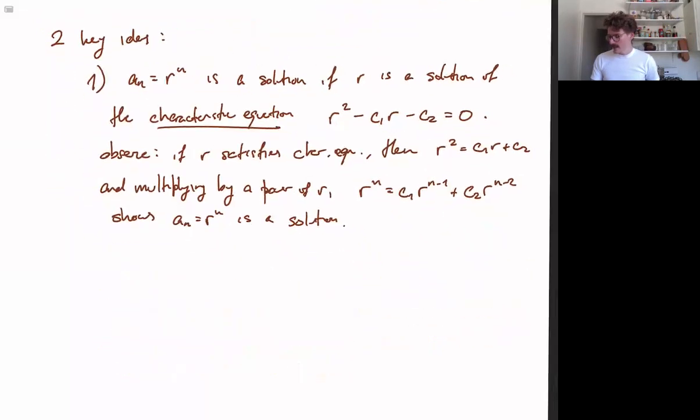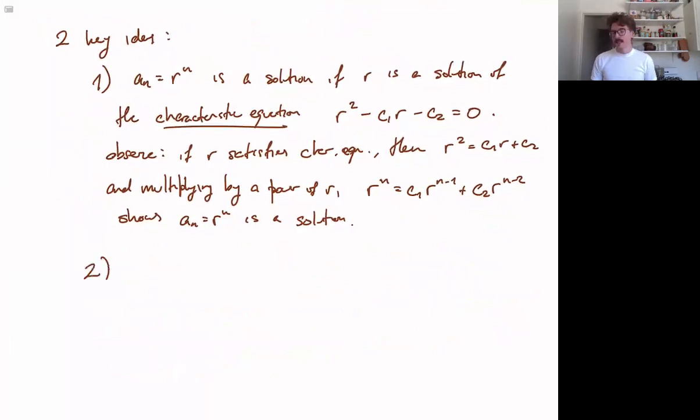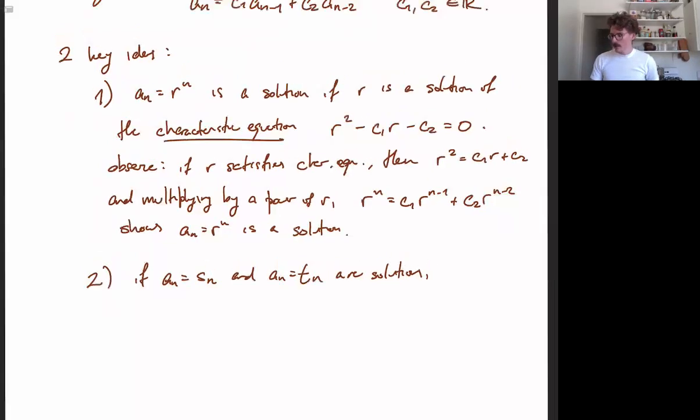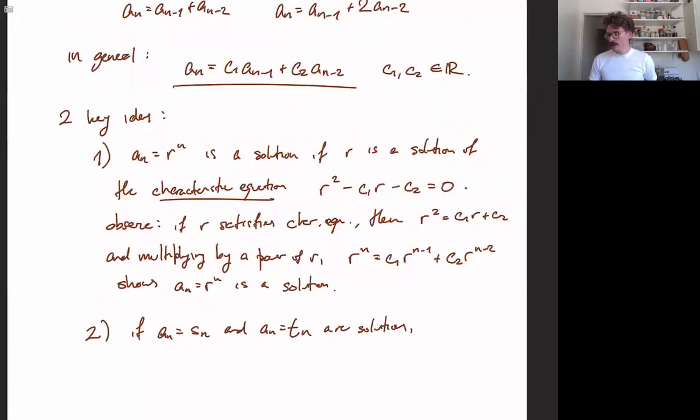The second key idea is that we can find all solutions by taking linear combinations of those. So if a_n equals s_n and a_n equals t_n are solutions, what's going on here is that if we just have a recurrence relation and we don't set any initial conditions, then in general we'll have many different solutions corresponding to the many different initial conditions that we could set.